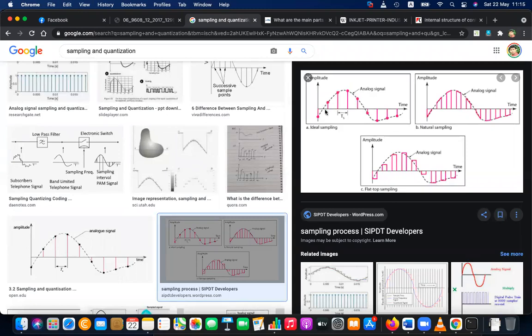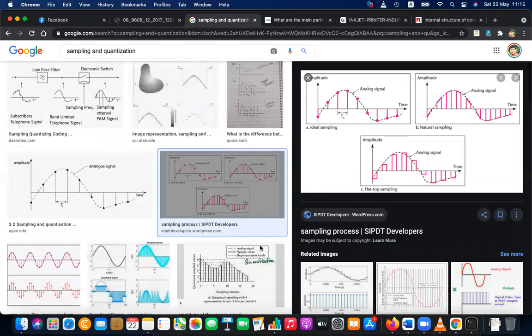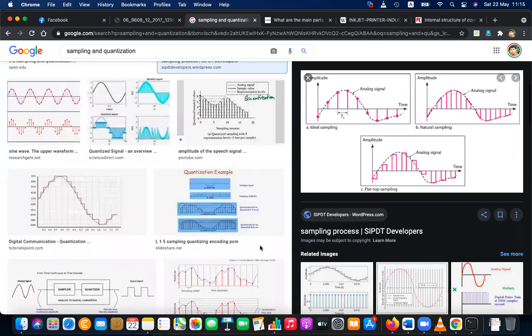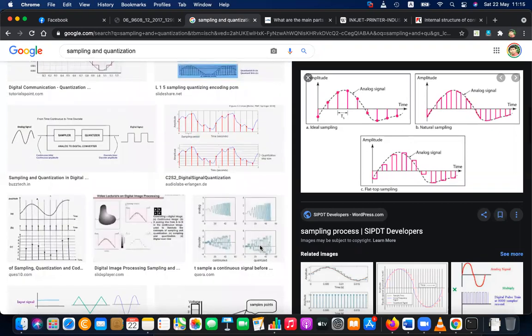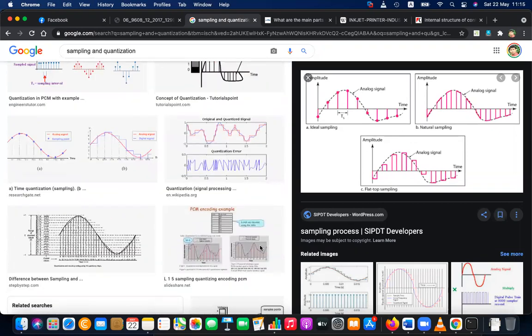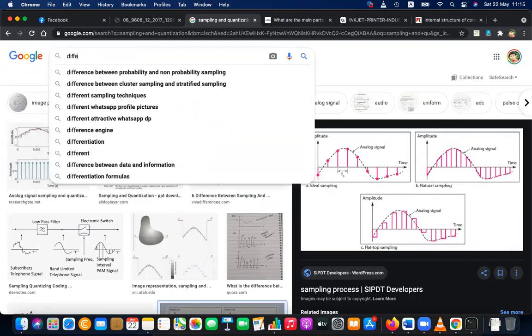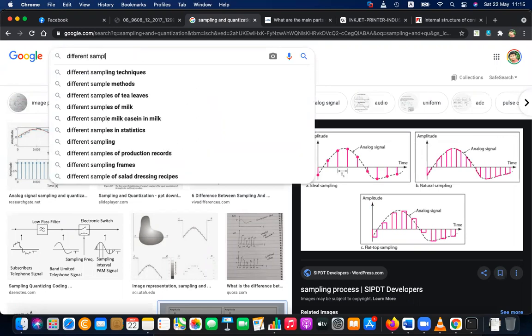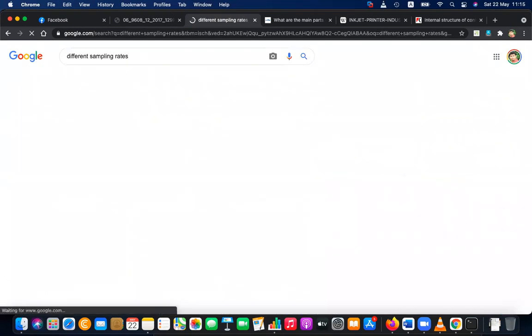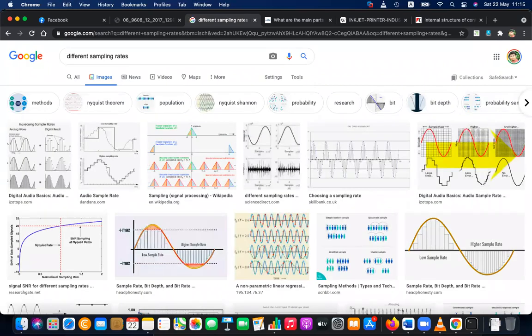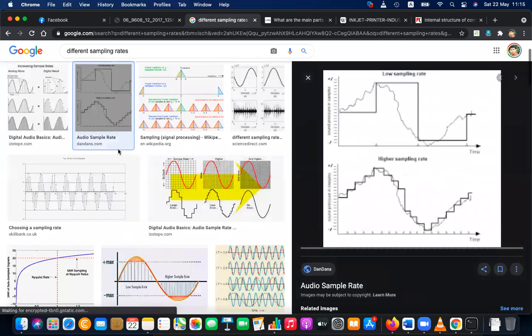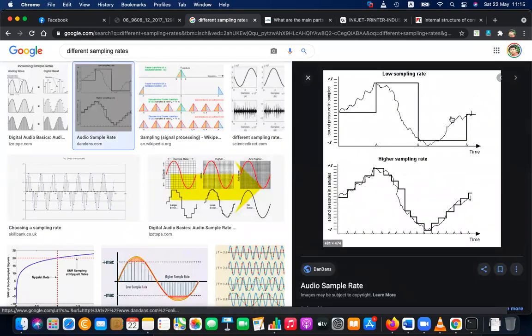Okay. So this is the analog signal. And what about the sampling rate of each? Let's compare this with some other diagrams, otherwise you can't just get that. Let's say different sampling rates. How different sampling rates affect the sound. So see this.